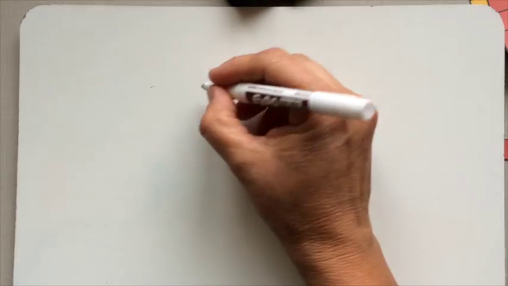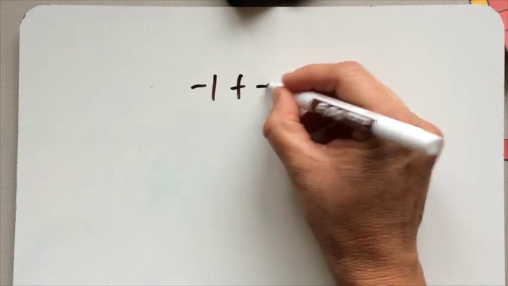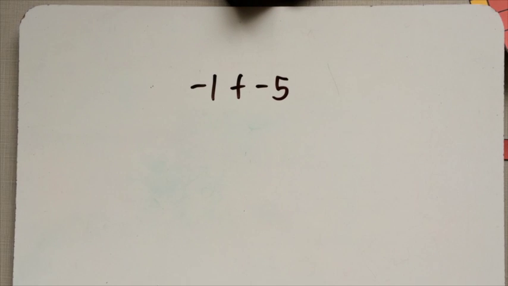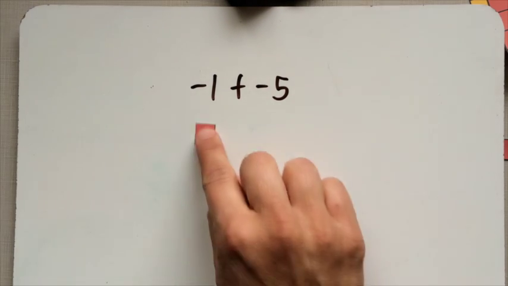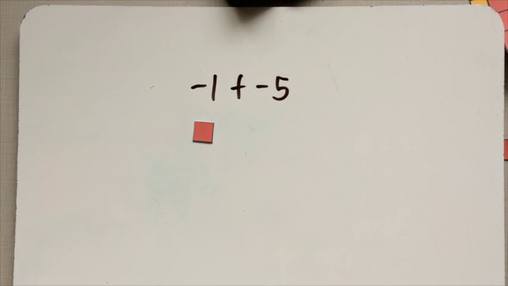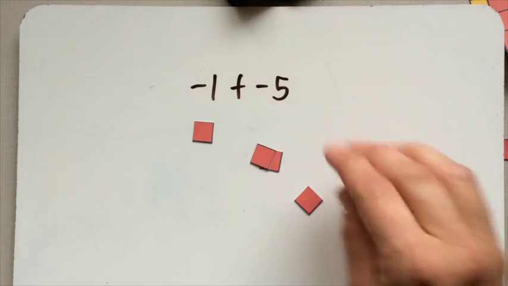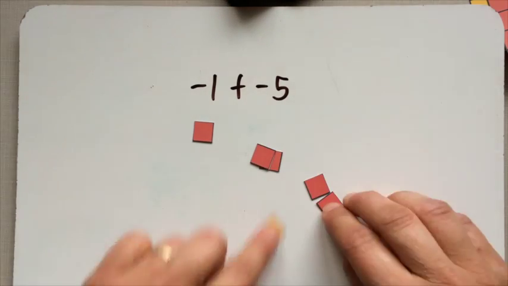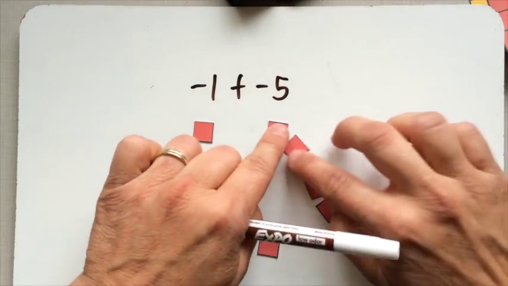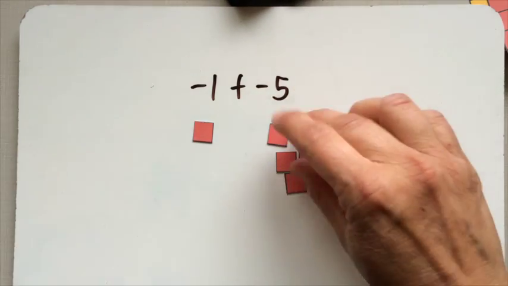All right, let's do another one. What if they're both negative? Like negative 1 plus negative 5. So I'm going to use the red side of my tiles. A negative 1, I just need 1 tile. A negative 5, I'm going to need 5. Whoops, all negative. 1, 2, 3, 4, 5.